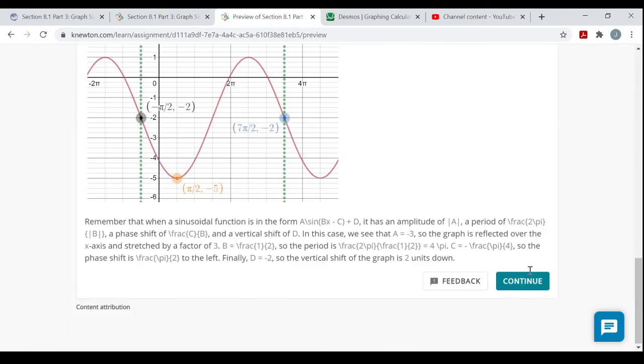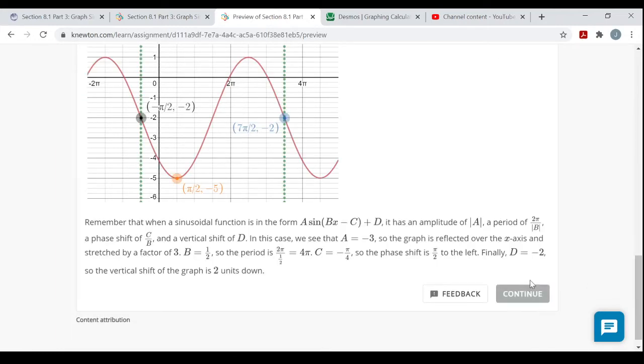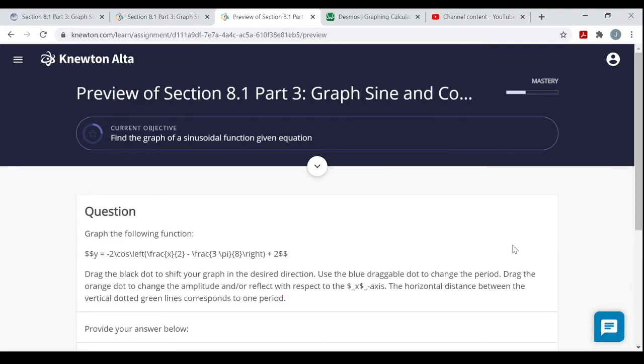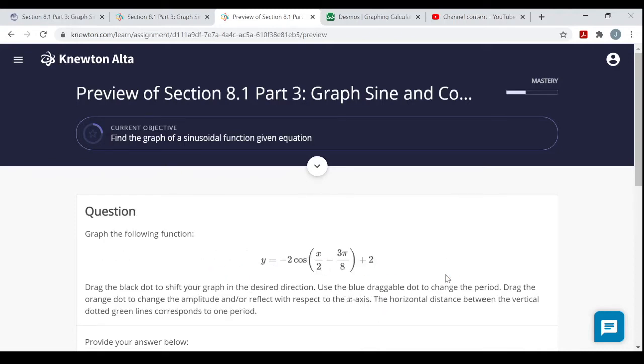Let me go through all that. All right, so probably got another one similar to this after. Yeah, more dragging dots.